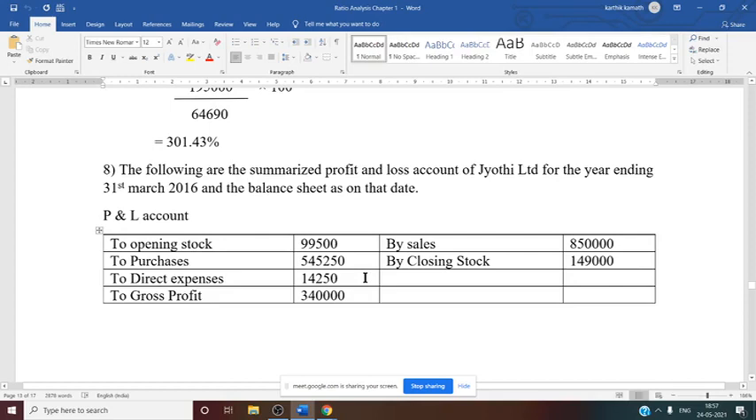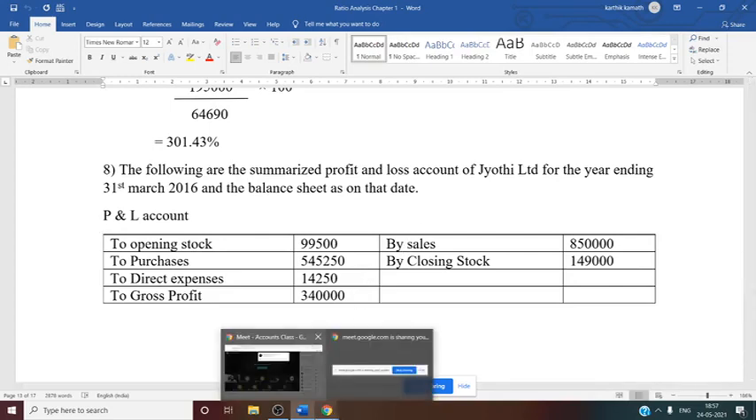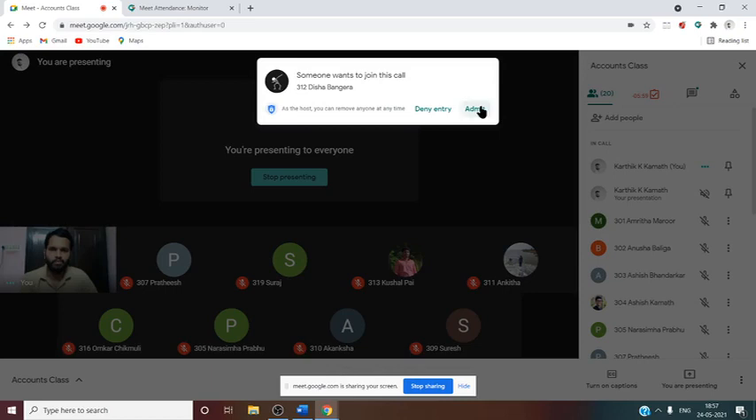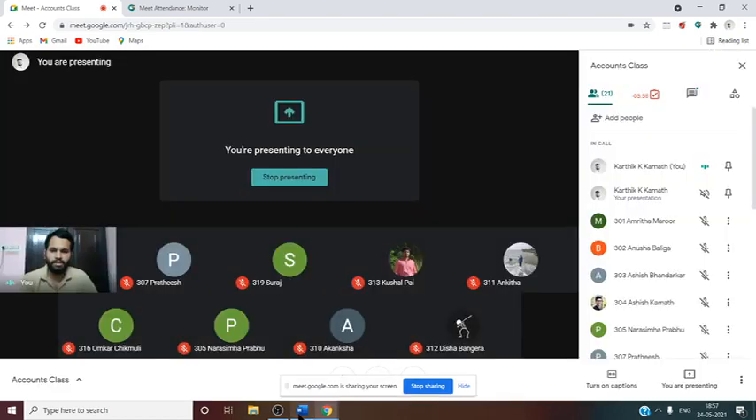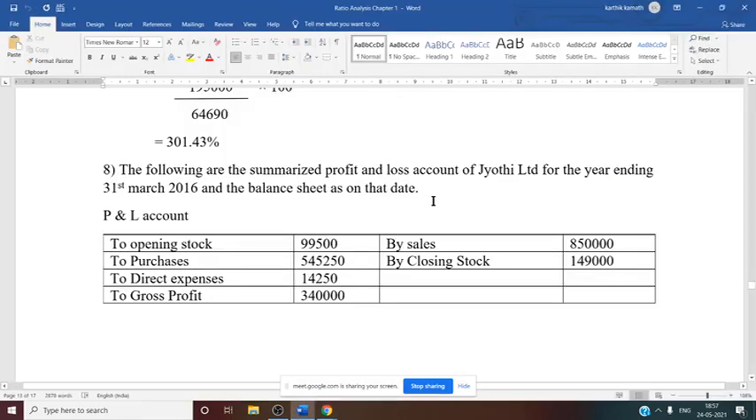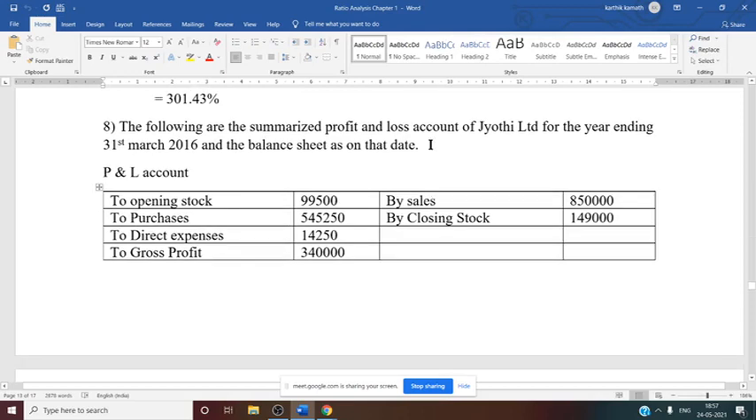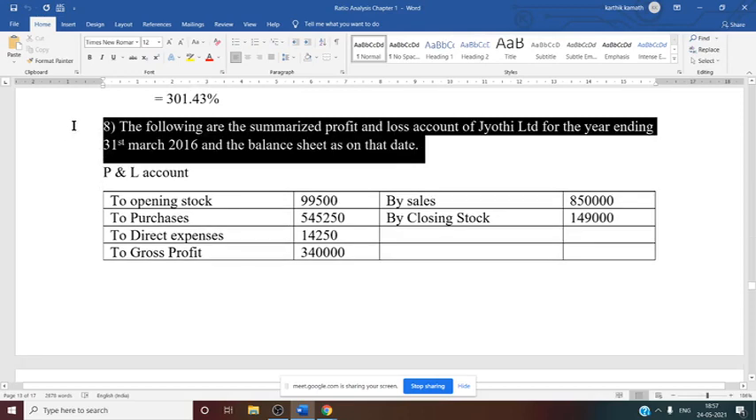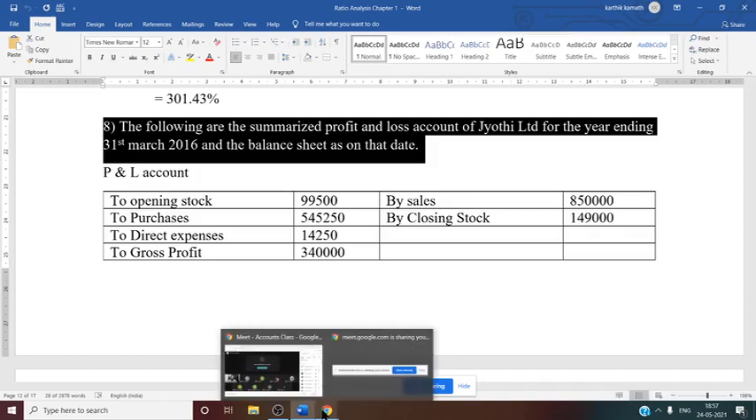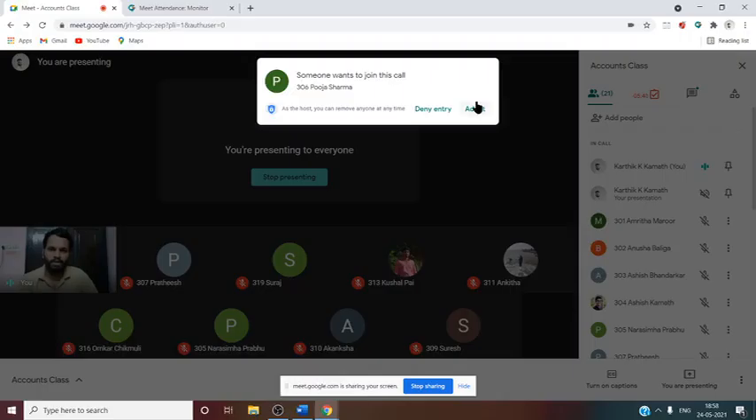See, till now we have discussed 7 problems on ratio analysis. So now let us see the next one, problem number 8, ratio analysis chapter. The following are the summarized profit and loss account of Jyoti Limited for the year ending 31st March 2016, and the balance sheet on that date is as follows.